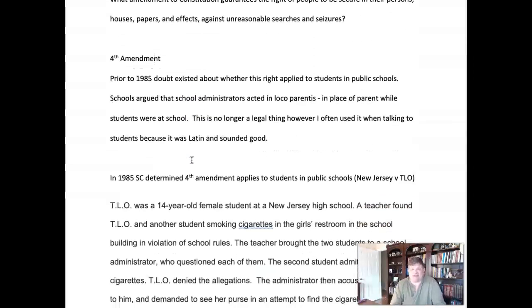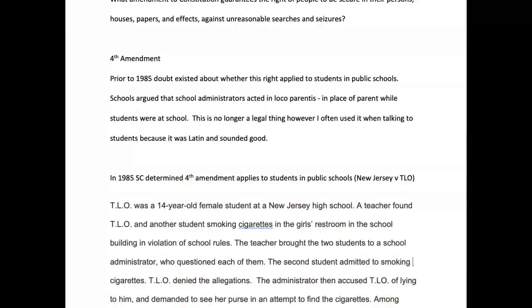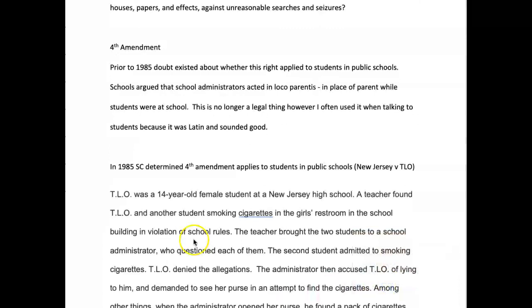So the Fourth Amendment, until 1985, and I'm, by the way, going to get rid of... sorry about that. Let me get back to it. Prior to 1985, doubt existed whether the Fourth Amendment actually applied to students at school.